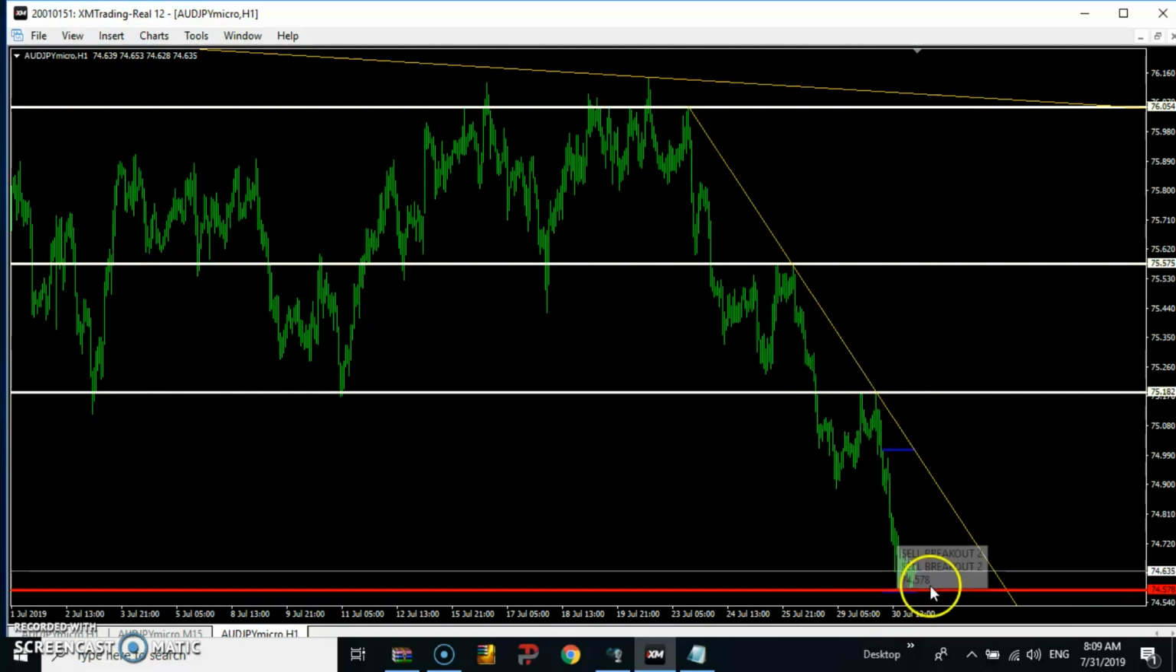Now we are expecting this. Although it's not going to break now, maybe it's going to go and create the high of the day somewhere. It will create the high of the day somewhere here, maybe here. Okay, here.